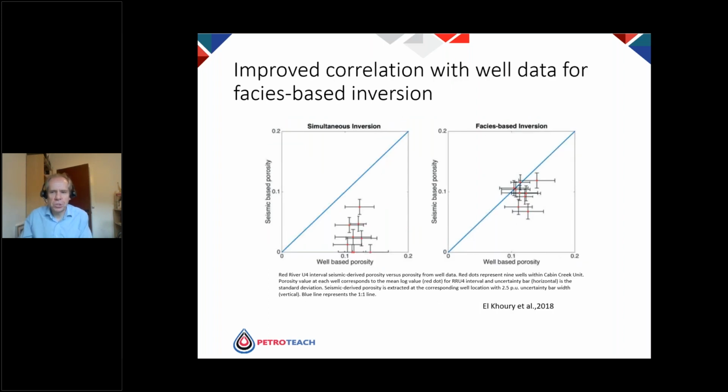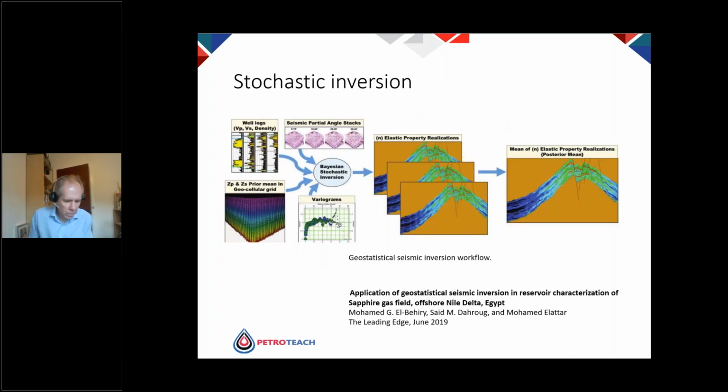And then just to finish up, so that you have a chance for some questions, I'm running out of time. Just to talk about stochastic inversion and simulations and realizations and how we can use them. This is an example from Egypt again, from a recent Leading Edge last year.